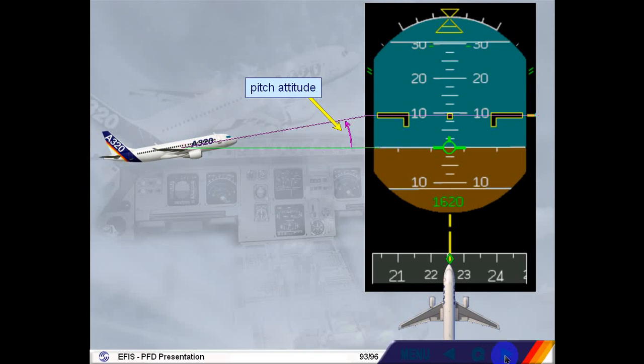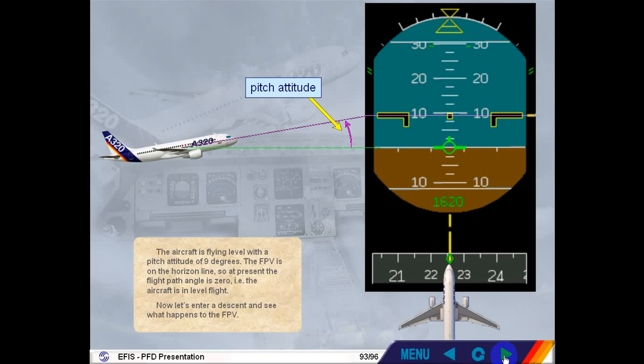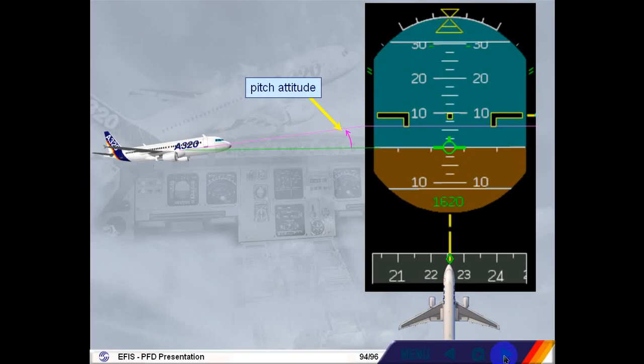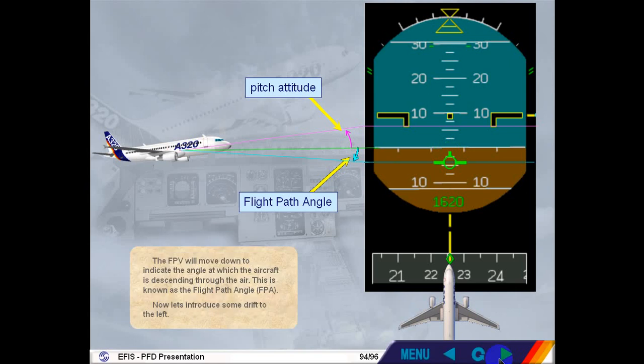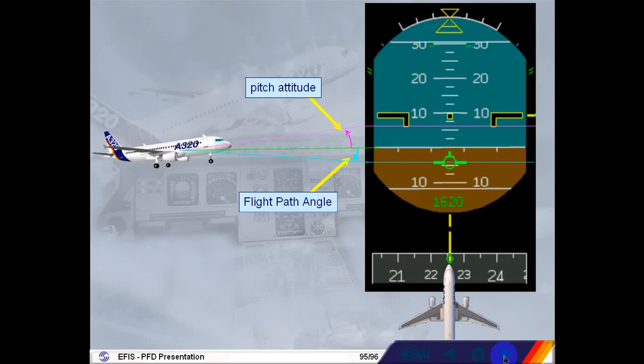Now let's enter a descent and see what happens to the flight path vector. The flight path vector will move down to indicate the angle at which the aircraft is descending through the air. This is known as the flight path angle, FPA. Now let's introduce some drift to the left. As a result of wind from the right, the aircraft is drifting to the left.